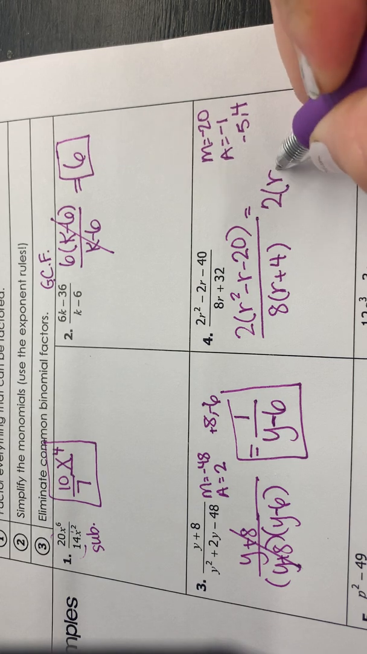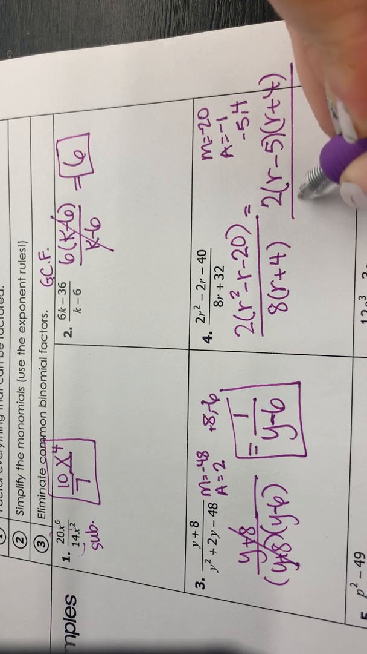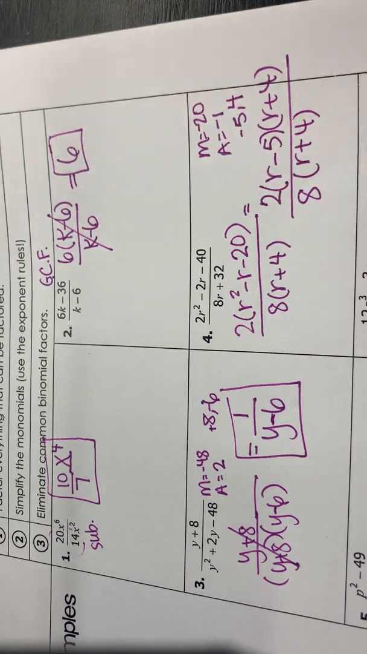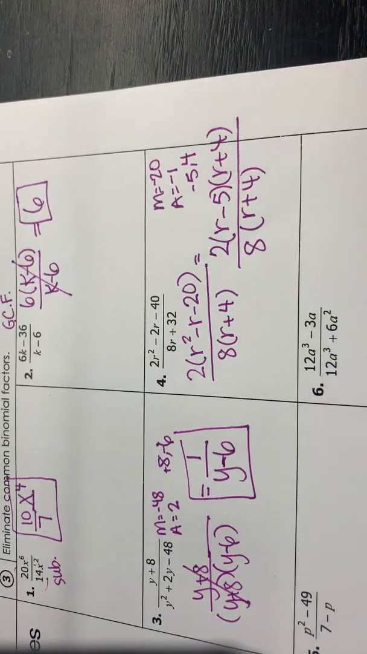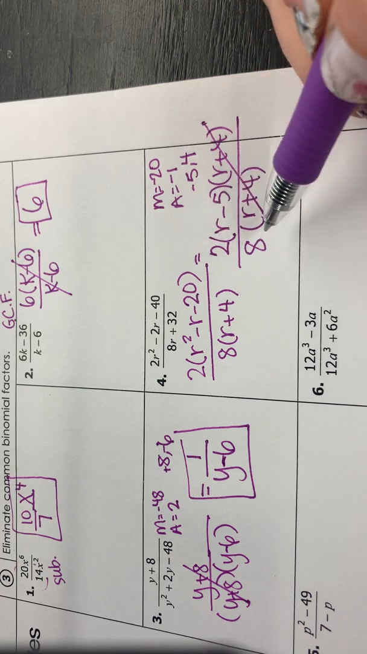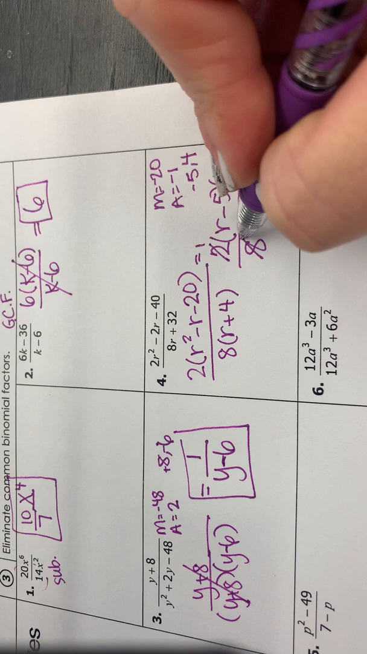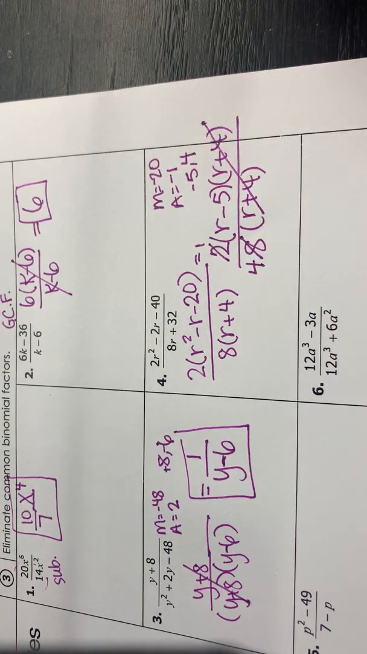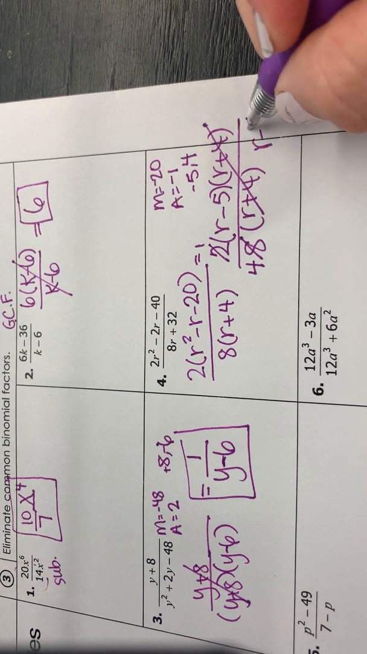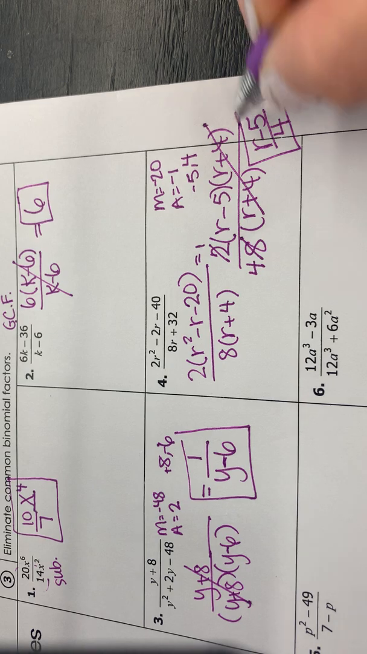So that would be r minus 5, r plus 4. Then I have an 8 and r plus 4 still on the bottom. Then I'm going to clean it up. The r plus 4s would cancel. Okay. 2 and 8 would simplify down. 2 goes into 2 one time. 2 goes into 8 4 times. So my final answer would look like r minus 5 over 4.